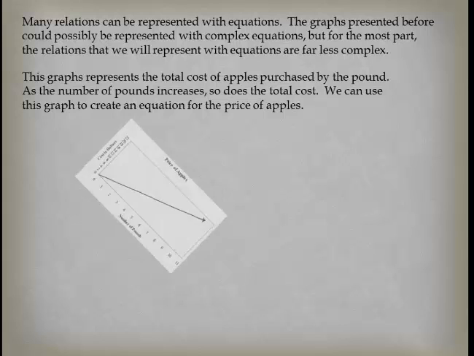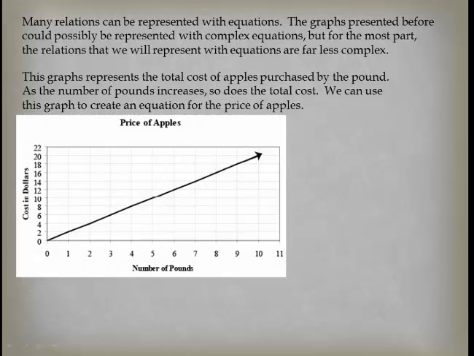So we have this graph represents the total cost of apples purchased by the pound. As the number of pounds increases, so does the total cost, and we can use this to create an equation for the price of apples. What we do is we find our slope, so I'll pick one point and another point, and we go up 1, 2, we'll just say that's 2 over 1. So our slope is 2 over 1.